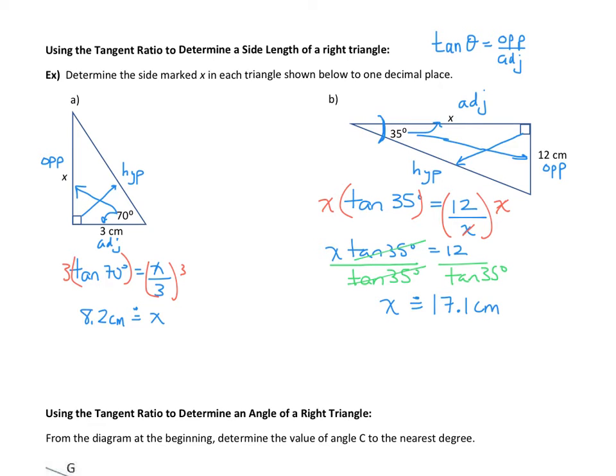Hopefully you're able to get that. If you're having trouble finding out how your calculator works with this, please send me a message and I'll try and help you through it. All right, so that's how you can find your side lengths. We can also use the tan ratio to find an angle in a right triangle. So this only works with right angled triangles.